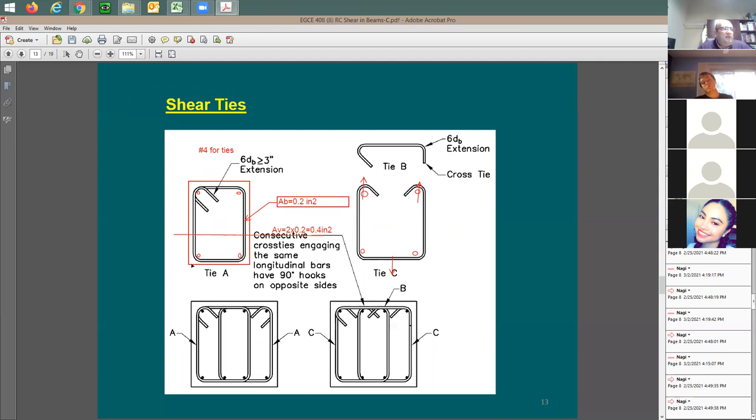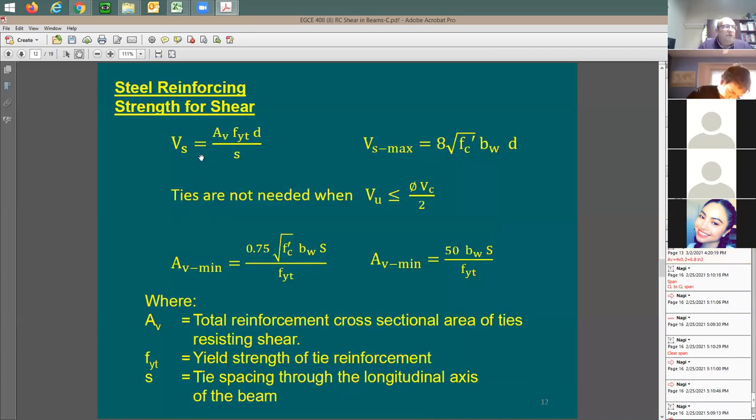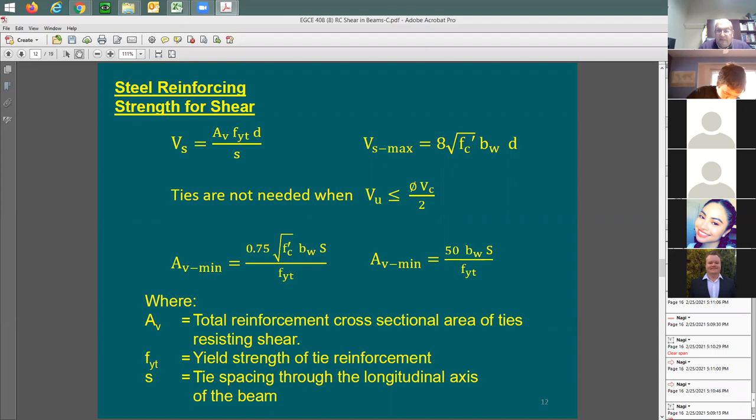Now let me check this out. I said, if I have here number four ties, I'm trying to find out here A sub V. How many rebars did I cut through? Four. I say, okay, four times 0.2 square inches is going to be 0.8 square inches. And this is going to be the total cross-section area for the shear reinforcement, A sub V. Now we understand the meaning of this A sub V by now. Am I correct? Yes or no? Yes. Clear, everybody? Yes. All right, good.